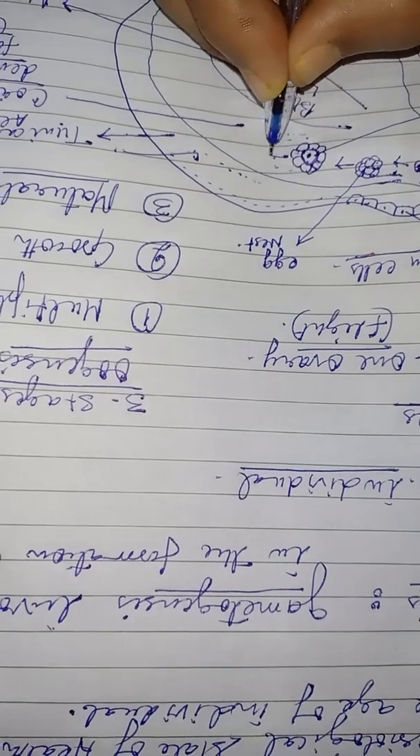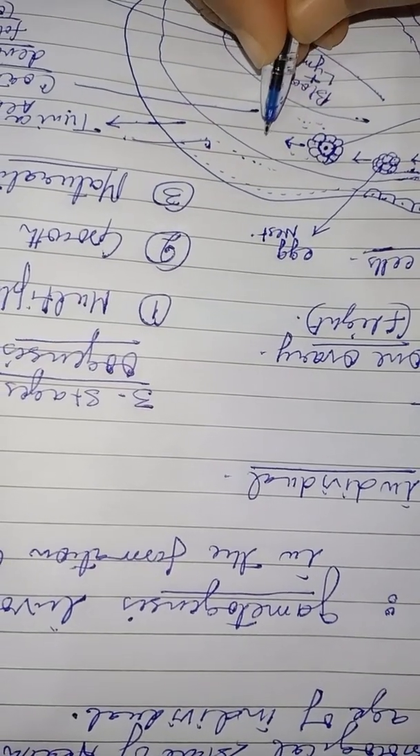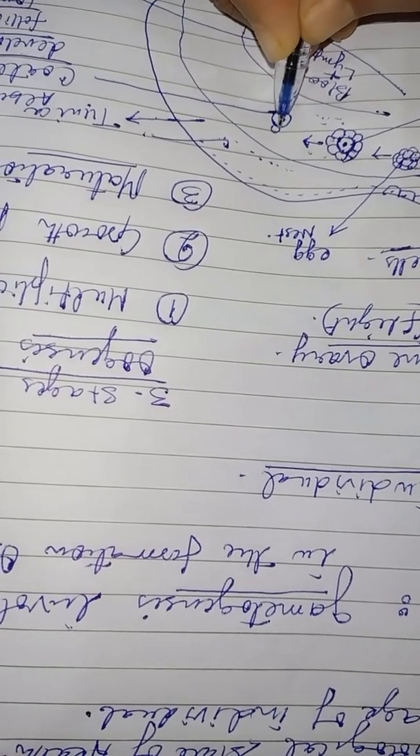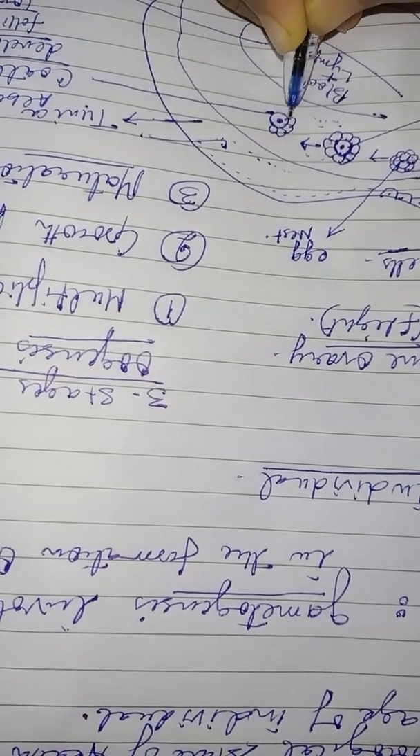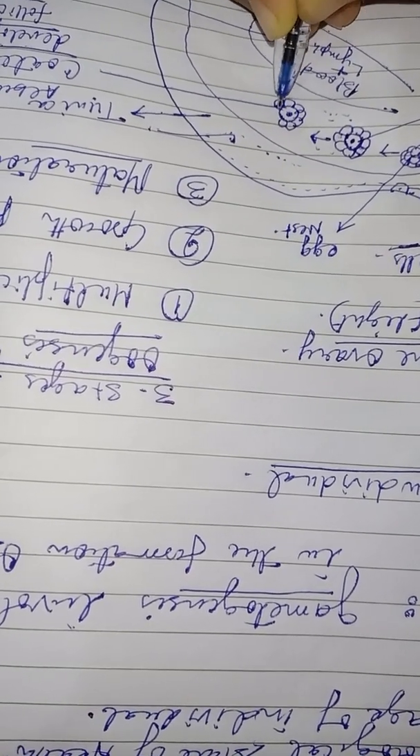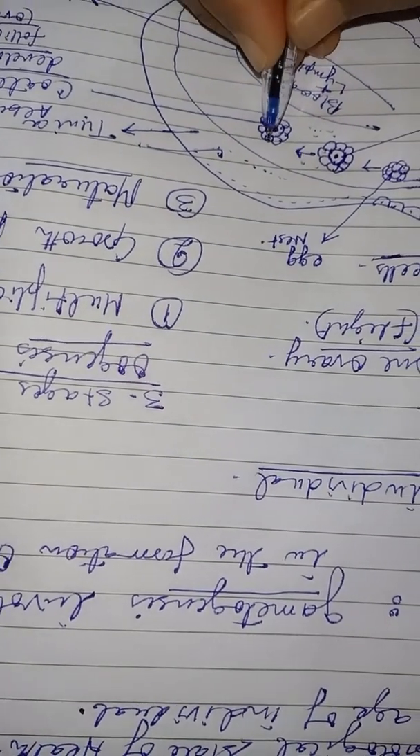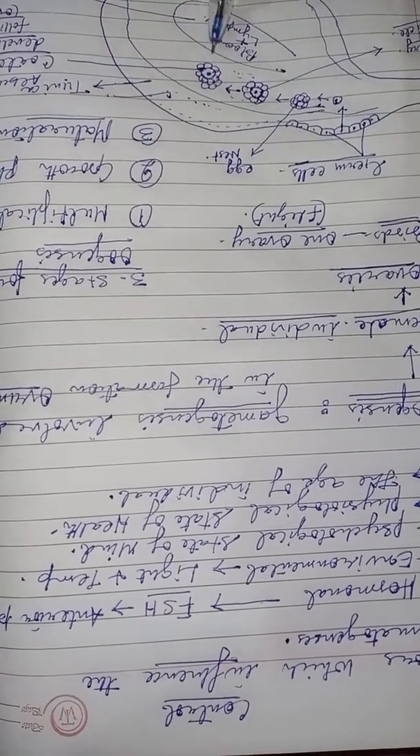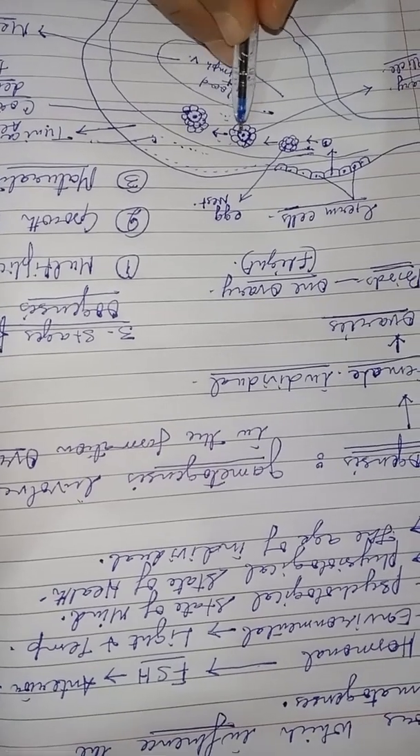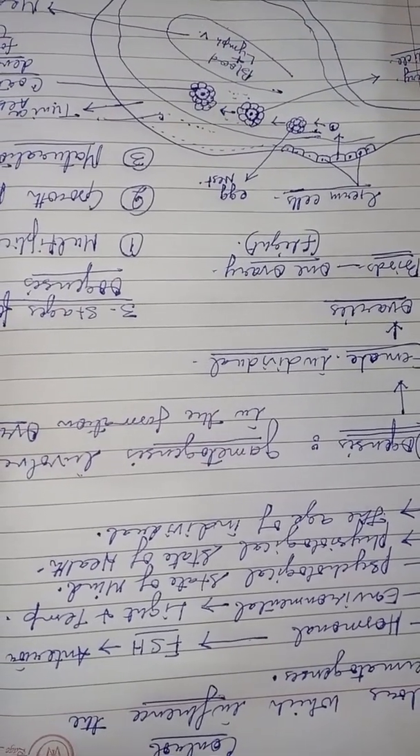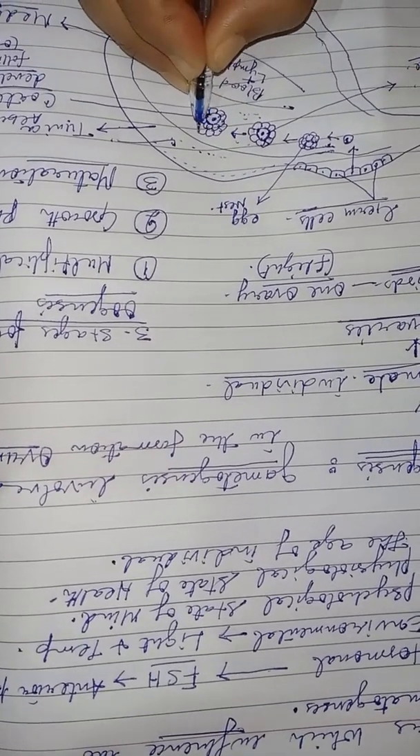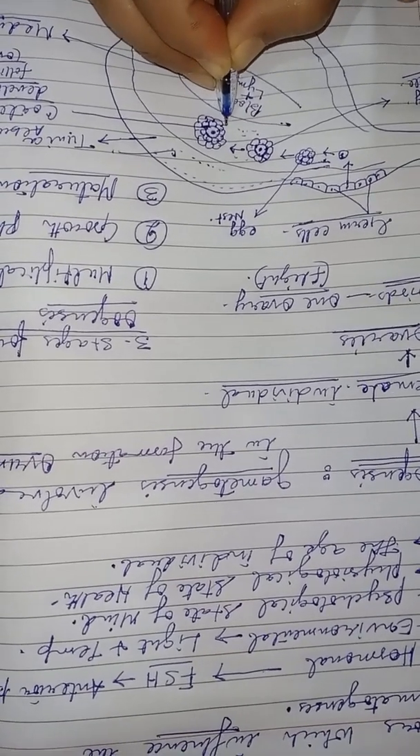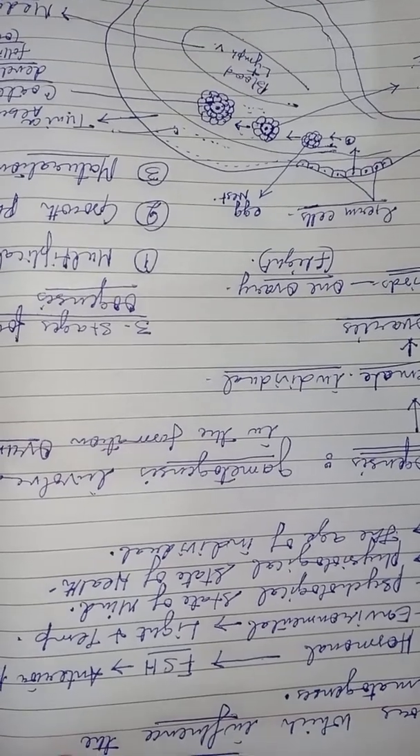Now the follicular cells, they divide. They keep on dividing, and the number of layers of the follicular cells around the developing egg increases. So what I was saying is that the follicular cells keep on dividing and they form many layers around the developing egg.